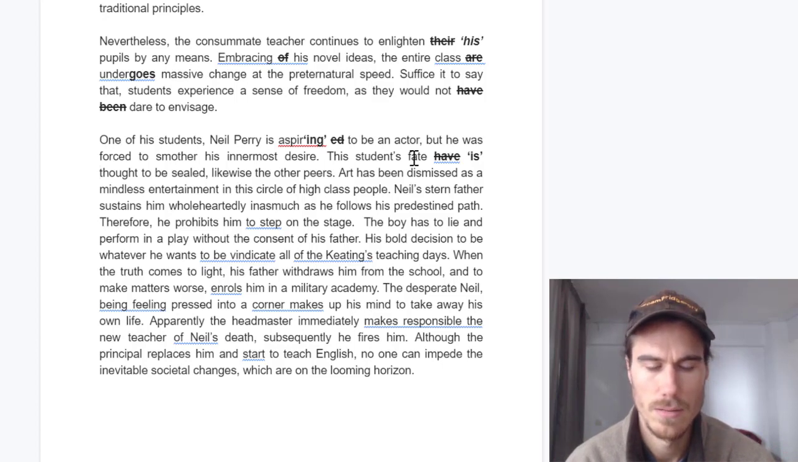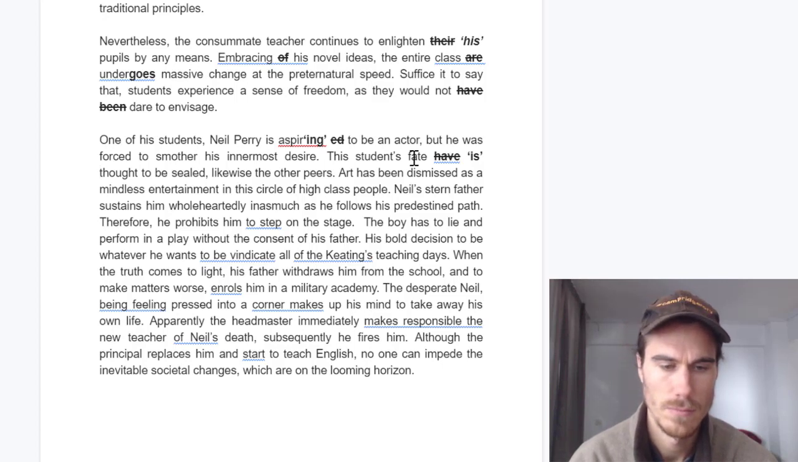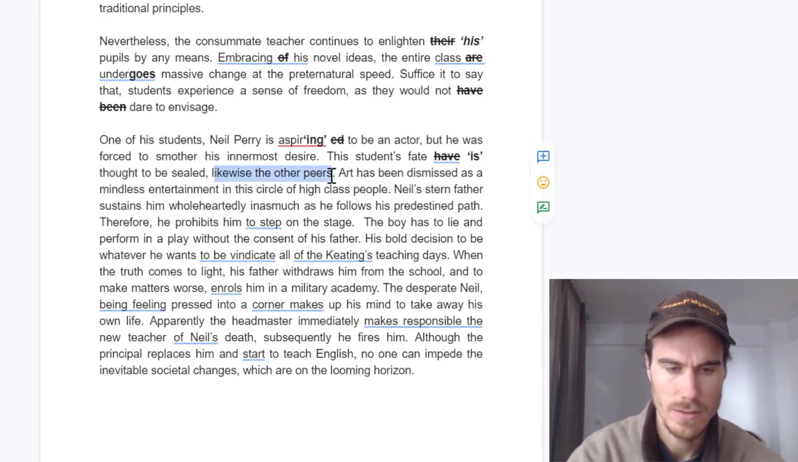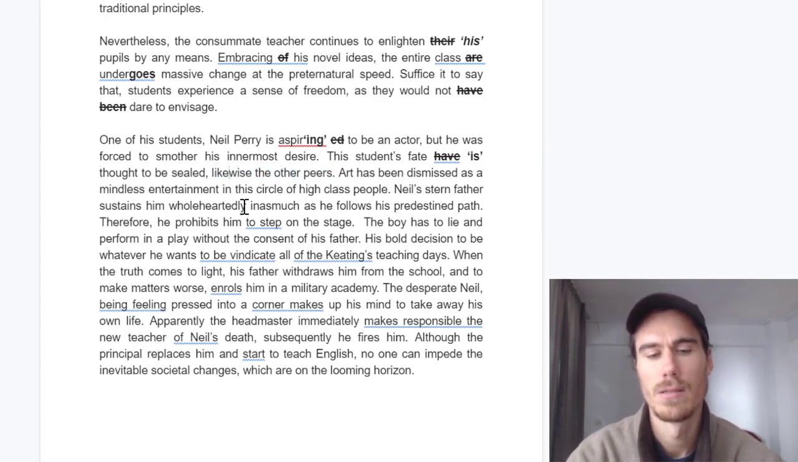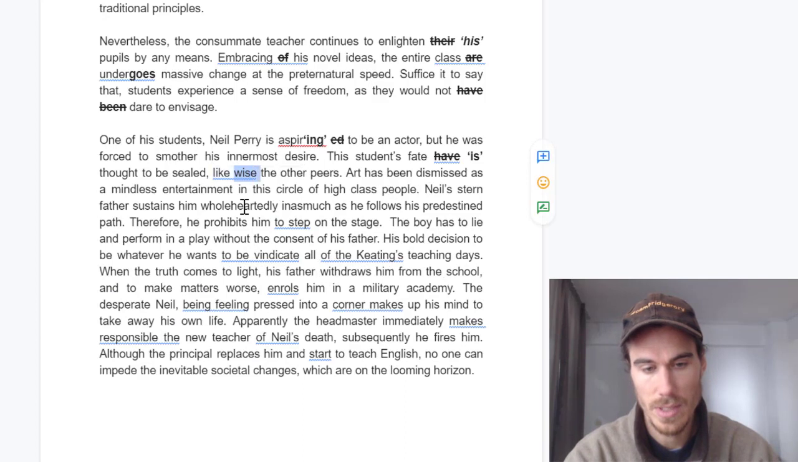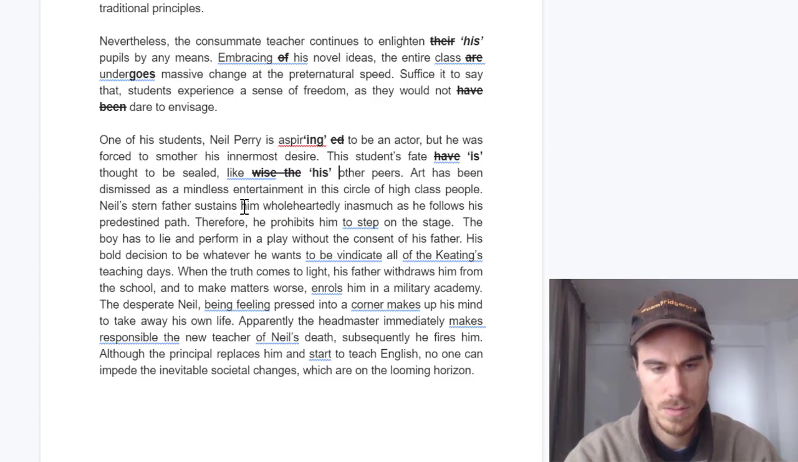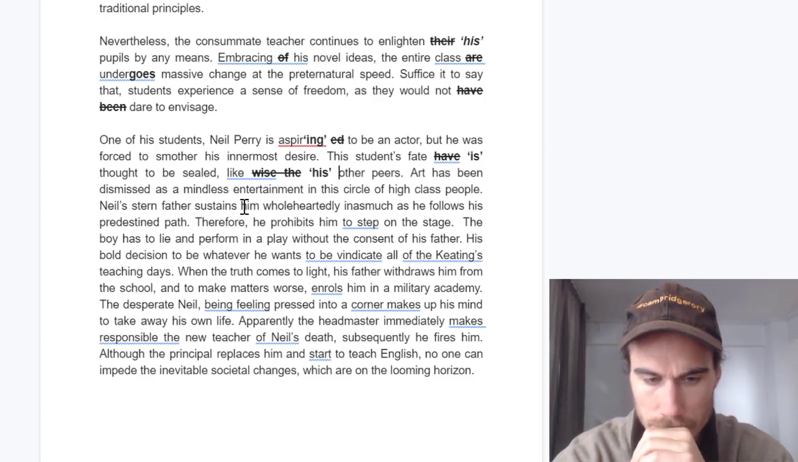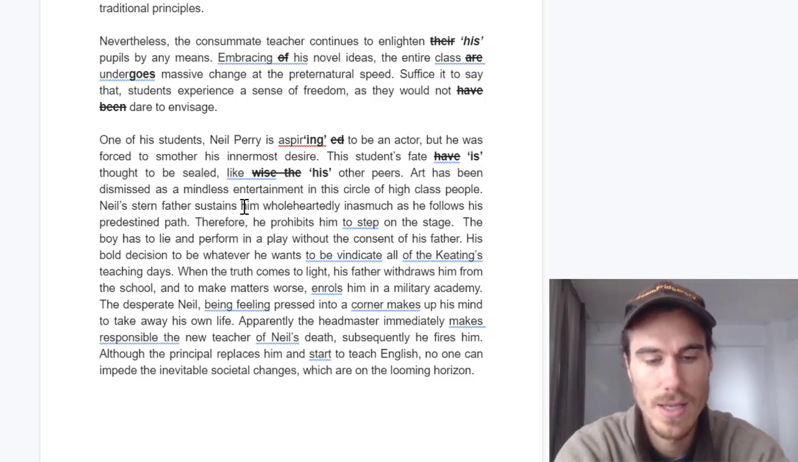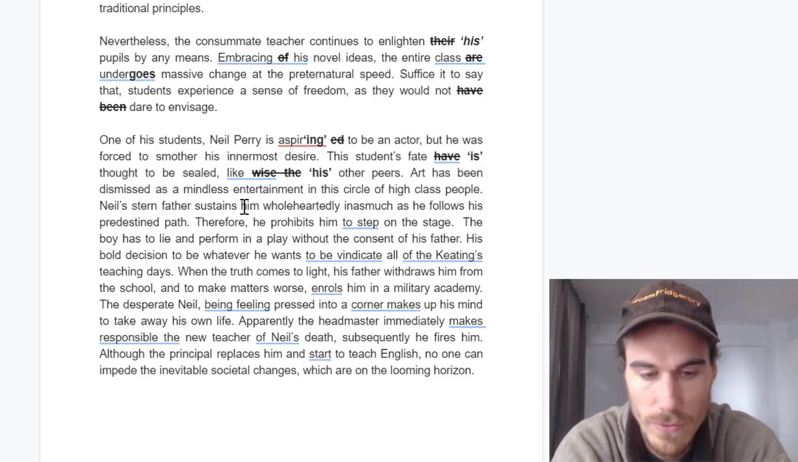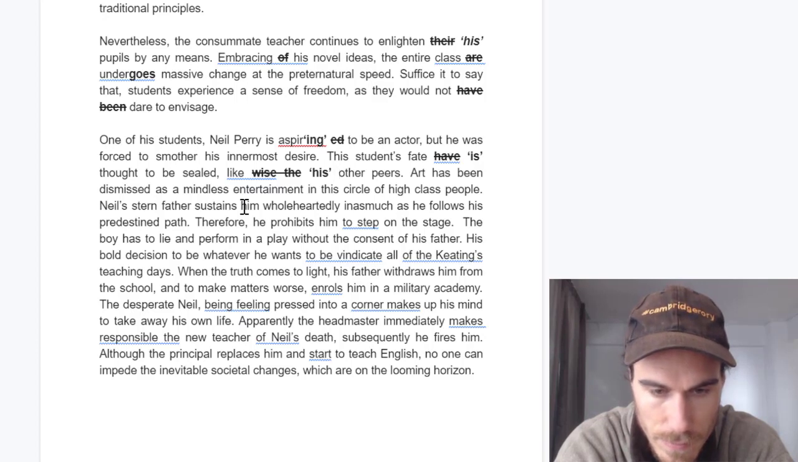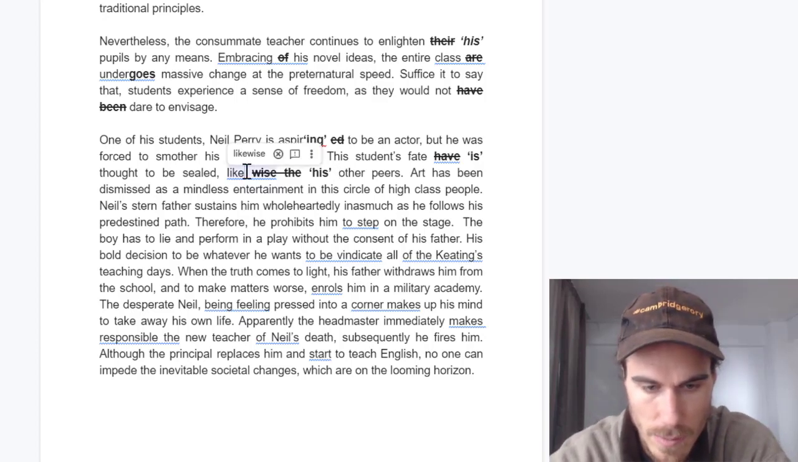Likewise the other peers. We don't normally say likewise and then a noun. You could say like his other peers, or similar to his other peers, or along with his other peers. And better to say his because it's more specific. His peers, not the peers, which is more general. Like his other peers.